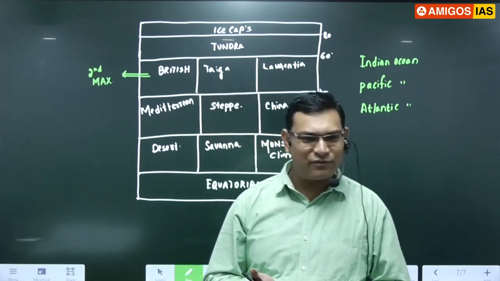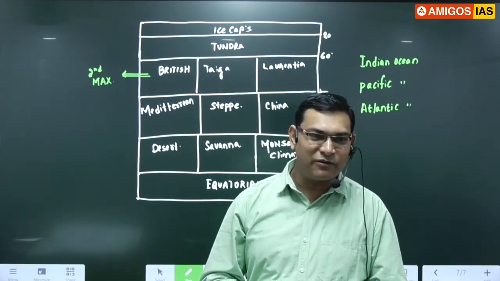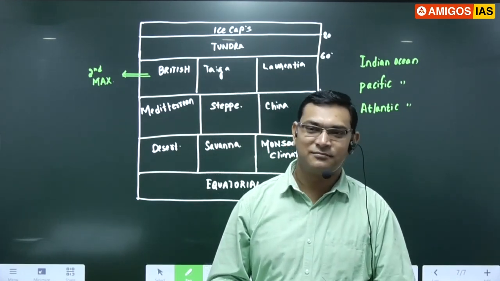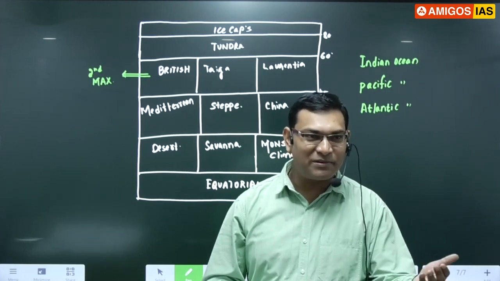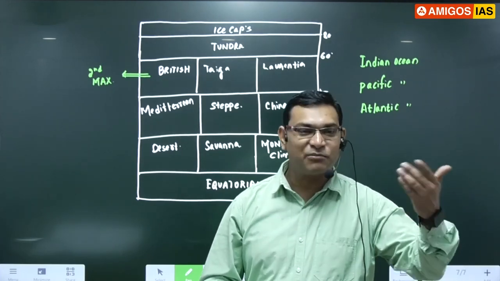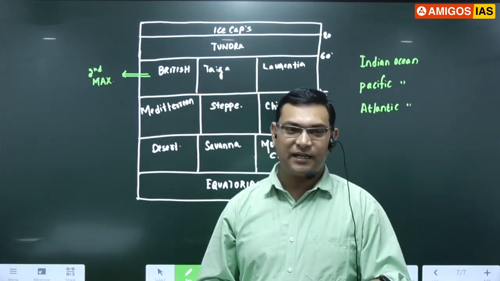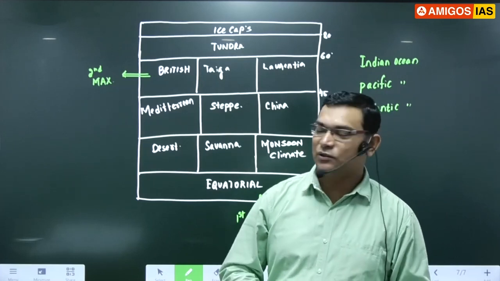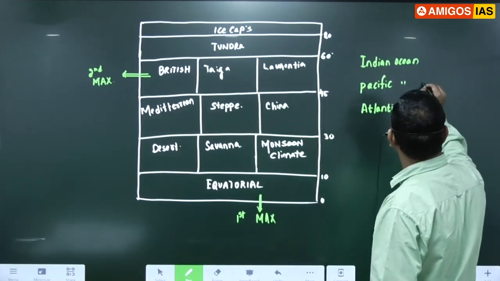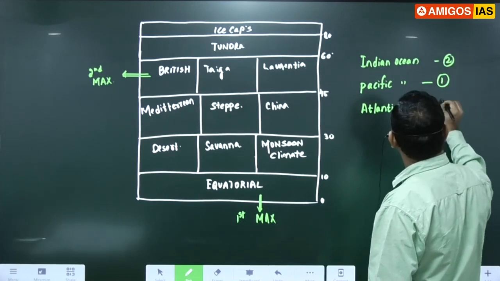Simple here. Pacific Ocean will have more salinity. Why? Temperatures are more. More temperature, more evaporation, more salinity. Clear? Three-fourths of the Pacific Ocean is also part of the tropics only. So more temperatures, more salinity. Then Indian Ocean. Then Atlantic Ocean. So salinity first, second, third.